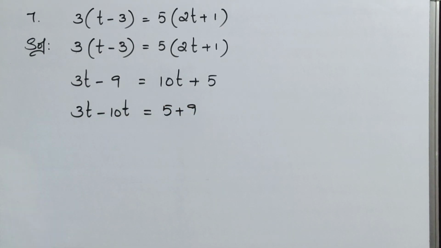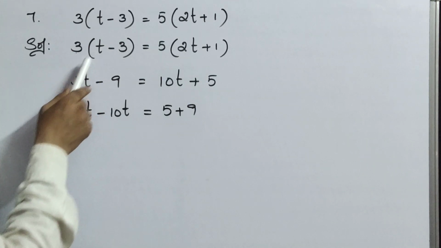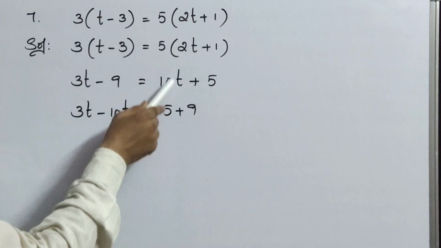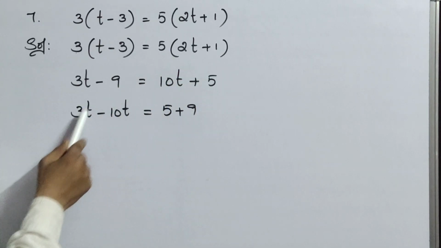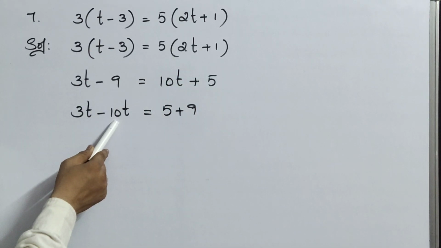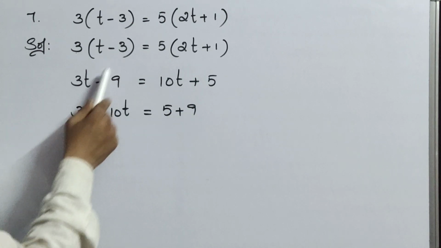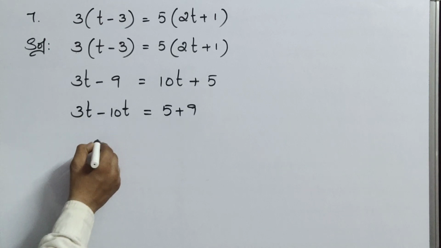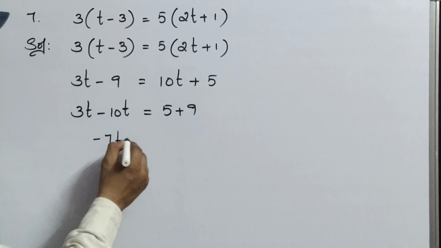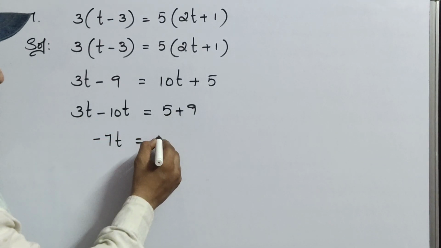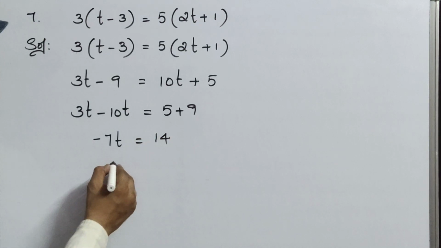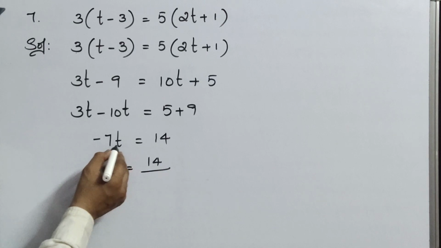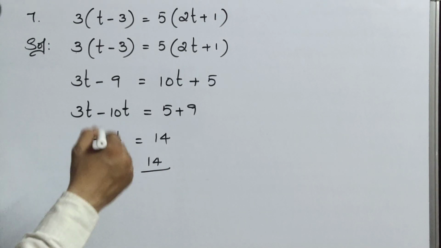So 3t minus 10t. Listen again. 3 into t, 3t. 3 3s are 9. 5 2s are 10t. 5 1s are 5. 3t plus means minus here, minus 10t equals plus 5. Minus 9 means plus 9. So 3 minus 10 is minus 7t equals 9 plus 5, 14. So t equals 14 by, this is minus 7t, means minus 7 into t.